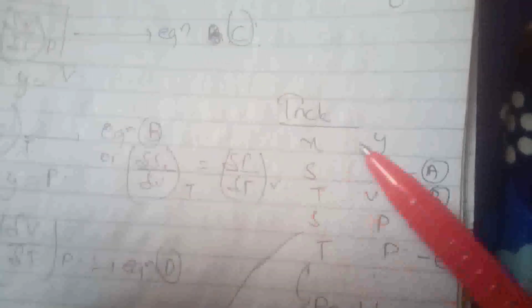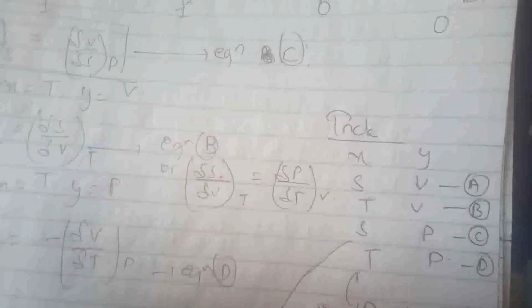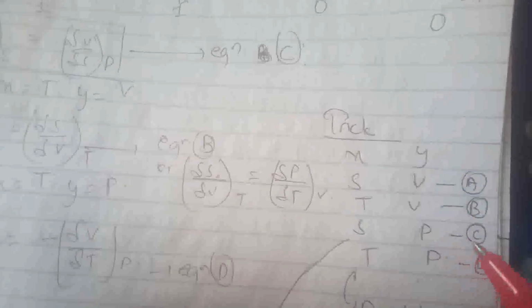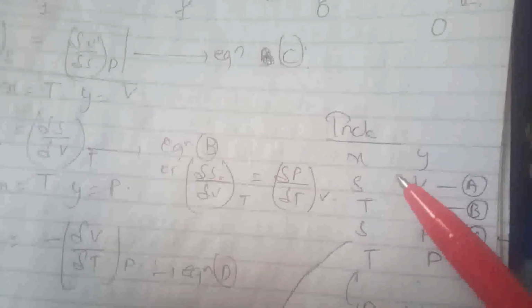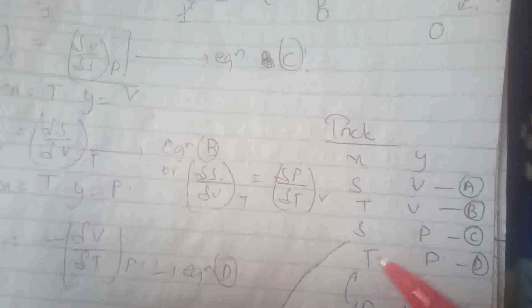So I have encircled the variables like s, t, v, p, p. So it will seem like this. If we let x equals s and y equals v, then we will get Maxwell relation A. If we let x equals t and y equals v, we will get Maxwell relation B. If we let x equals s and y equals p, we will get Maxwell relation C. And if we let x equals t and y equals p, then we will get Maxwell relation D.